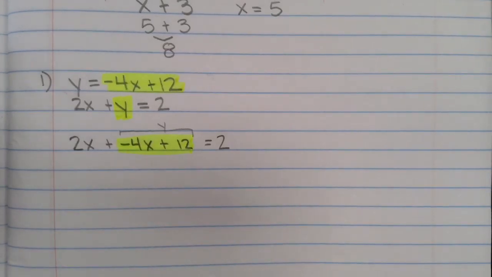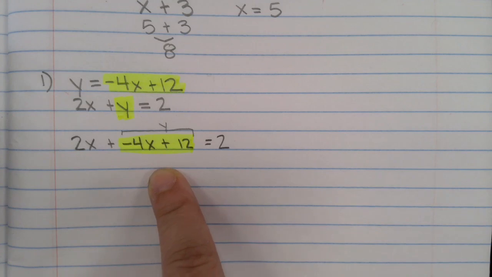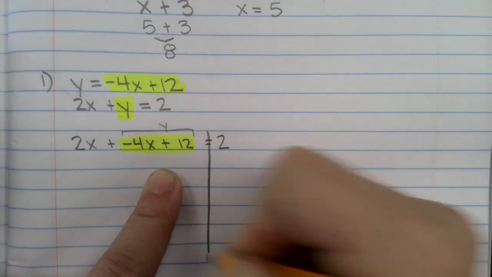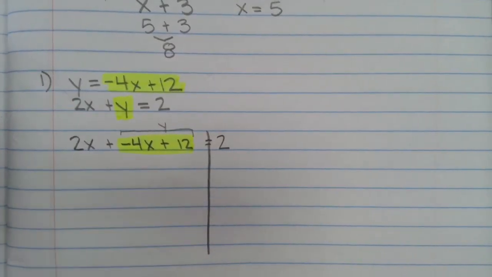So we're replacing the y with what we know y is equal to. Like that, like that. All right. Now we're going to solve this for x. That's our goal, to get what x is equal to. So we have two terms with x's. What do we do when we see those terms? We can combine them.